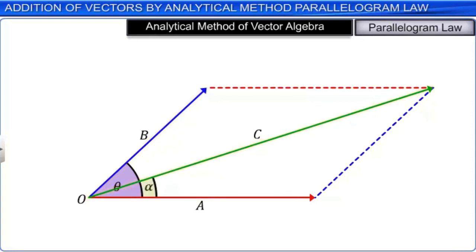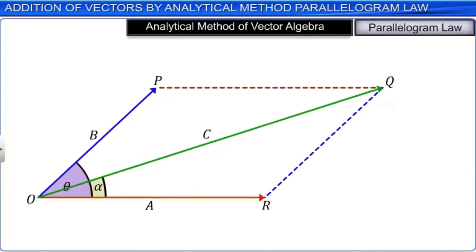Over here, the resultant vector C makes an angle alpha with the x component, or we can say with the A vector. Similarly, it forms an angle beta with the B vector. Now we are naming the corners of the parallelogram as P, Q, R, so that OP represents the B vector, OR represents the A vector, and OQ represents the C vector.